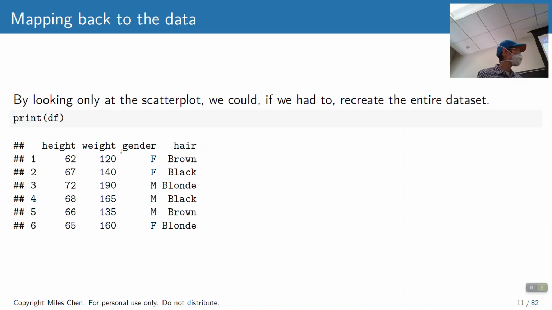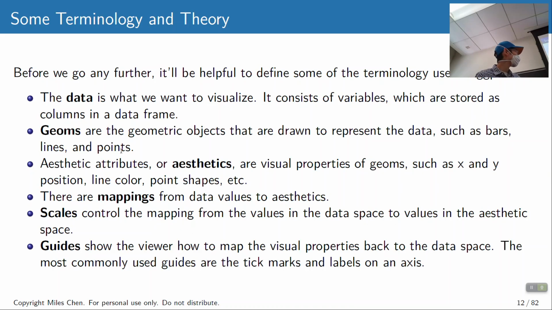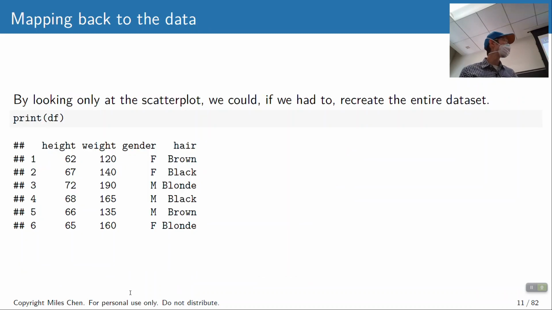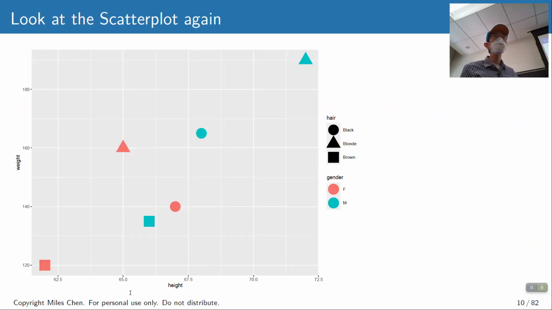Okay? Now, that's only possible because we provide what's known as a guide. So these are kind of the attributes or the properties of a graphic, and we provide a guide. A guide allows us to go from the visual properties back to the data space, allows the viewer to do that. A guide would be something like labels along the horizontal axis or the vertical axis. If I had removed this, then we would not be able to recreate the data, right? If I removed the numbers along the horizontal axis, or if I removed this legend, we would have a picture, but we would not be able to recreate the data set.